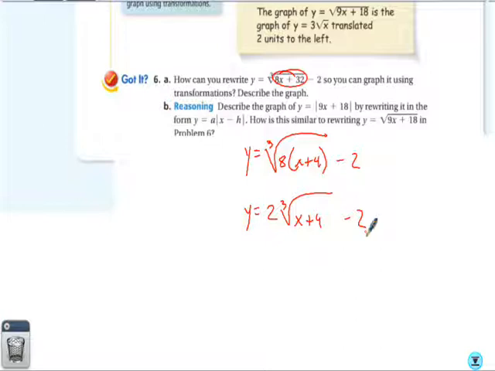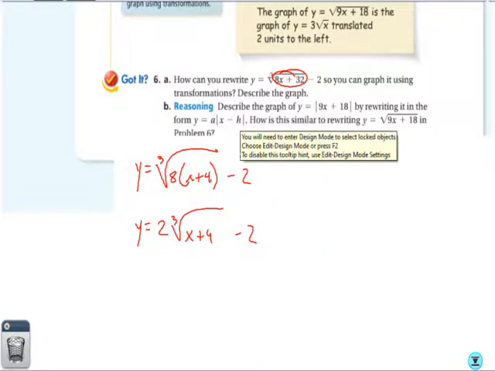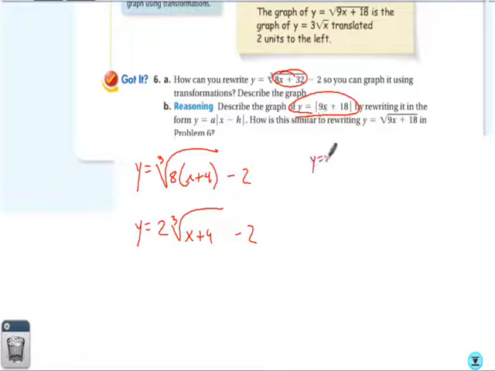Describe the graph of y equals the absolute value of 9x plus 18 by rewriting it in the form of y equals a times the absolute value of x minus h. And how is this similar to what we did in problem 6? So if we were to rewrite that, that part's probably pretty easy. Let's get this out of the way. We would rewrite this right here by just doing y equals 9 times the absolute value of x plus 2. Okay, because we factored.